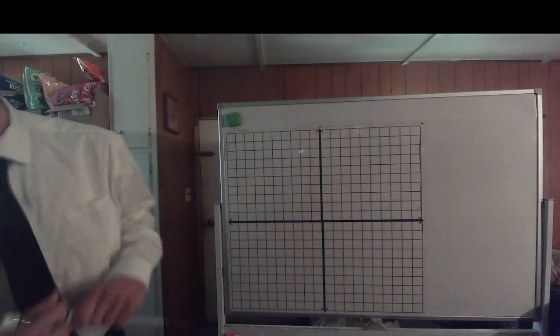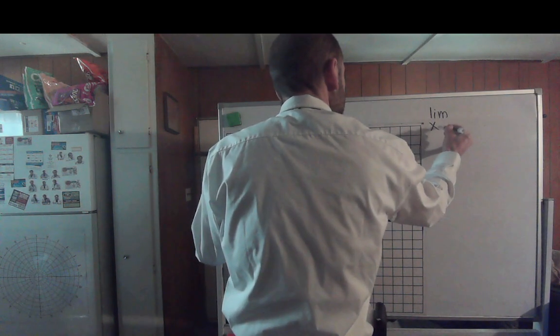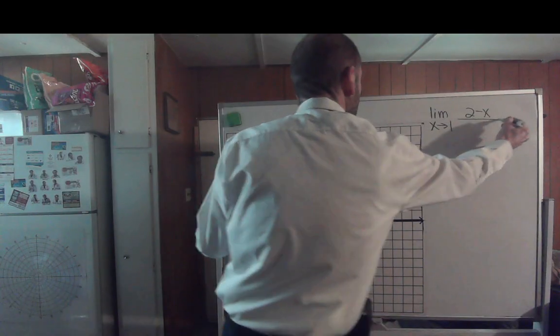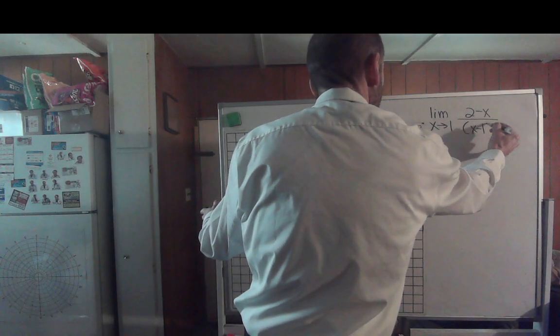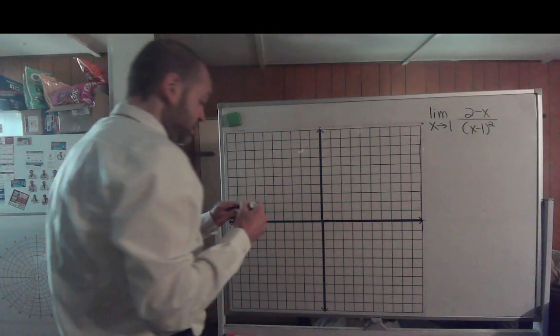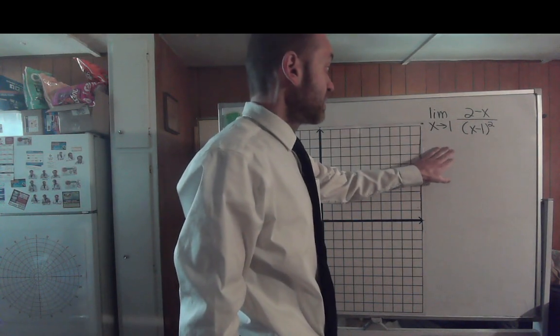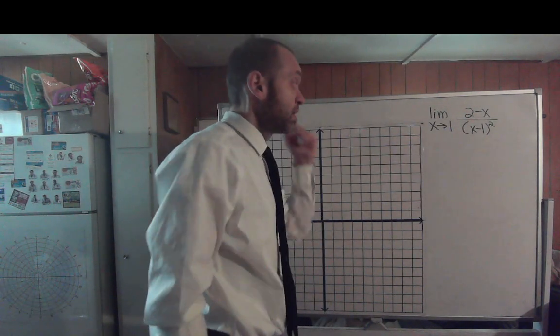All right. Now we just have the limit as x approaches 1 of 2 minus x all over x minus 1 quantity squared. So we have the limit as x approaches 1 of 2 minus x all over x minus 1 quantity squared.